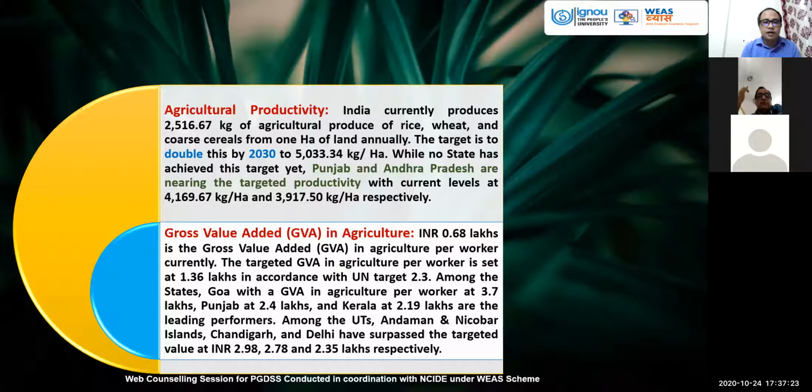Among the states, Goa, with a GVA in agriculture per worker of 3.7 lakhs, is exceeding the target. Then Punjab at 2.4 and Kerala at 2.9 lakhs are the leading performers. Among the Union Territories, Andaman and Nicobar Islands, Chandigarh and Delhi have surpassed the targeted value, at 2.98, 2.78, and 2.35 lakh rupees respectively. So some states are performing well, and others will achieve it.